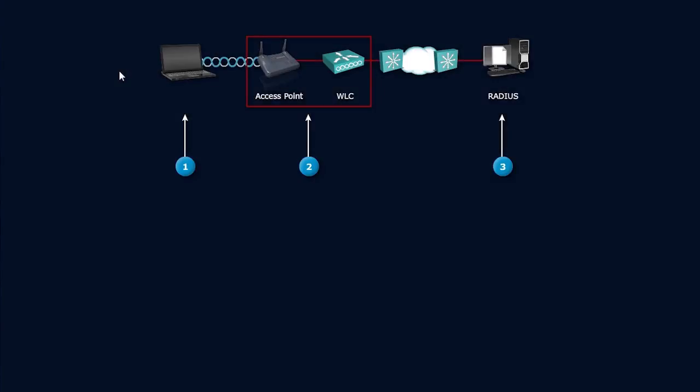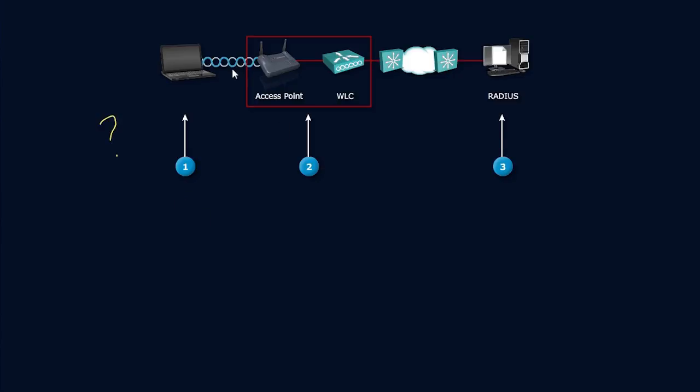If you look on your screen now, you have 1, 2, and 3 labeled. Now, this is obviously related to 802.1x, but what I really want to focus on here is the terminology. What is the terminology used for 1, 2, and 3 in this?